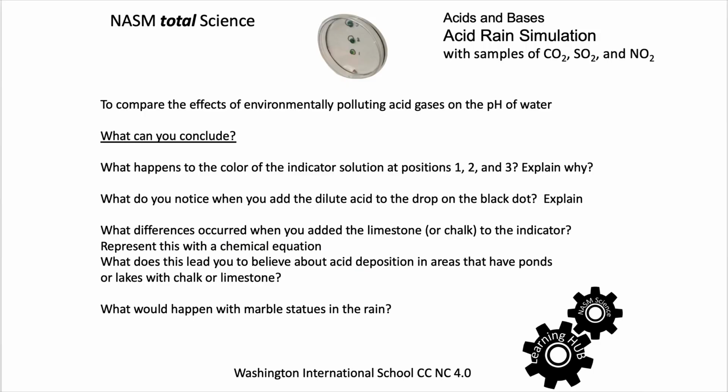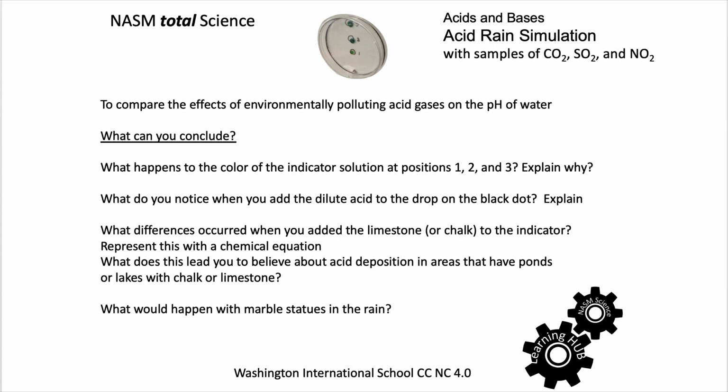You can pause here to draw some conclusions. Describe what happens, and can you explain why you see any colour change? And what do you actually see when you add the dilute acid to the drop on the black dot? And again, explain what you're seeing. What differences, if any, occurred when you added the limestone or chalk to the indicator and then allowed the gas to go to the indicator? Write an equation for this.